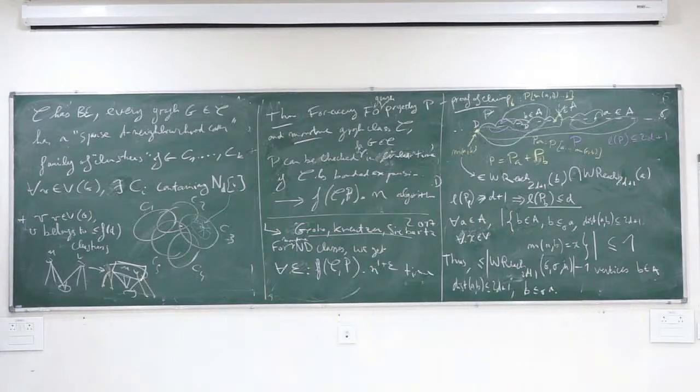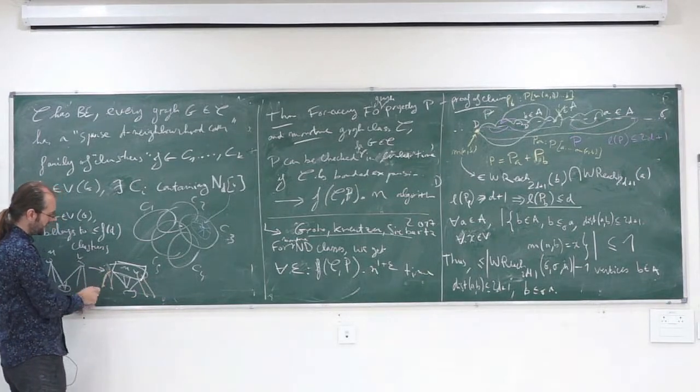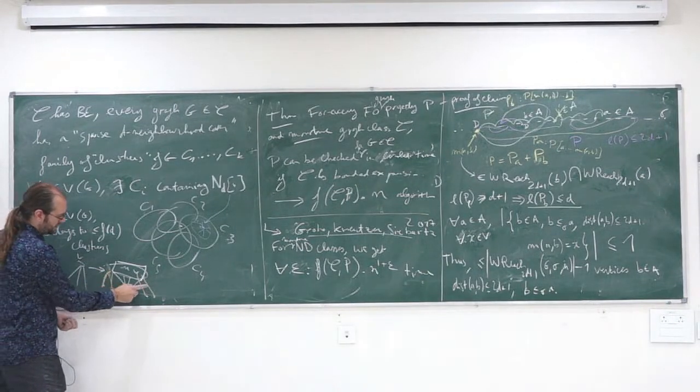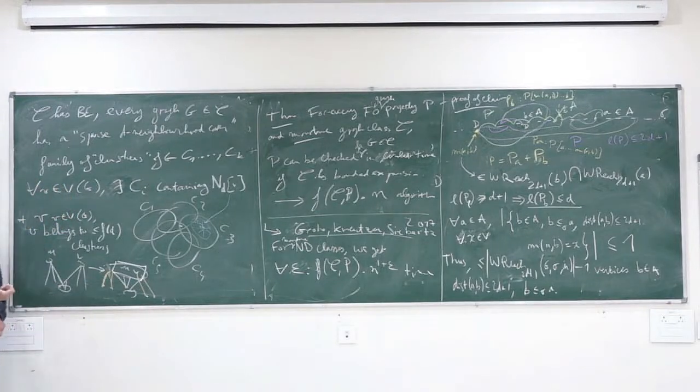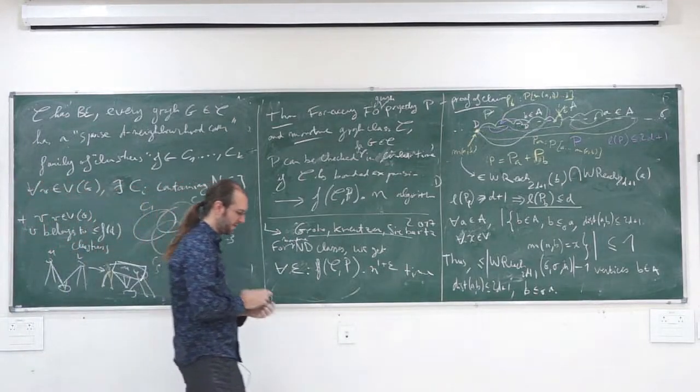And in twin width, you do this operation, and you want to bound it. Your graph has bounded twin width if you can do this by bounding the maximum degree in the red graph. This would be an entire lecture series on its own if you wanted to study that.